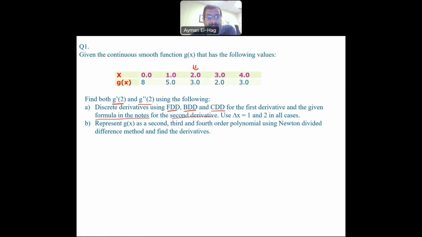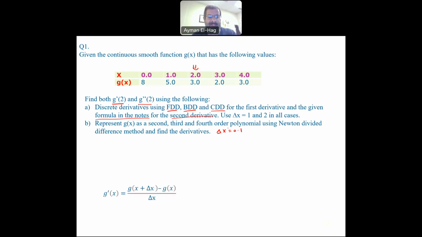First, we will use this discrete data and try to find the derivative using the different techniques. After that, we will represent the function as a second, third, and fourth order polynomial using Newton divided difference. So this is from the interpolation. And then we will find the derivatives. But now with this one, we will change the delta x. We will use a different delta x, and the delta x will actually be equal to 0.1.